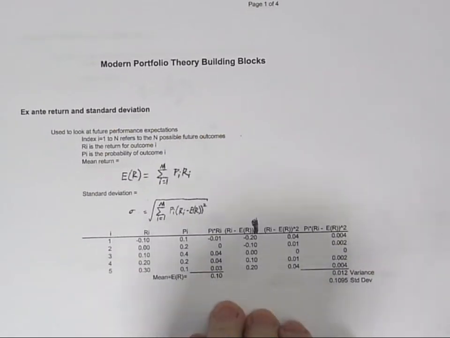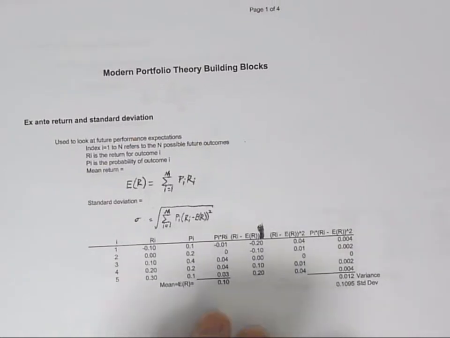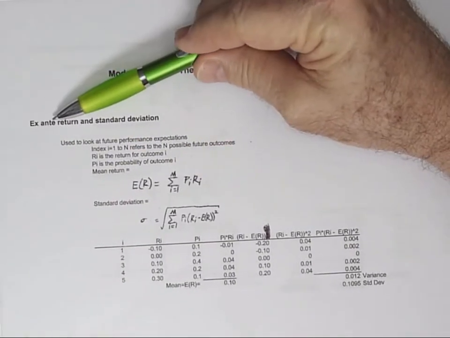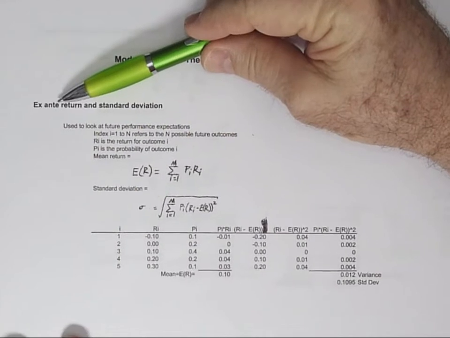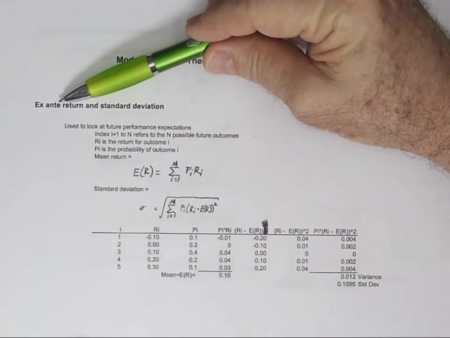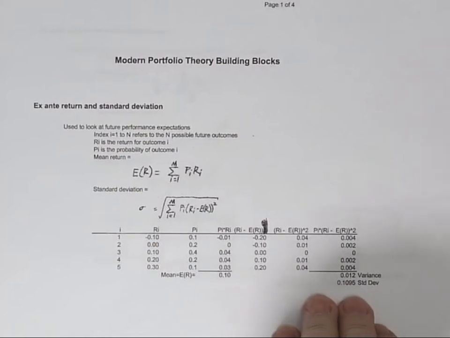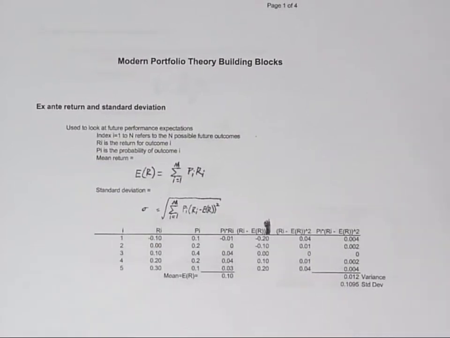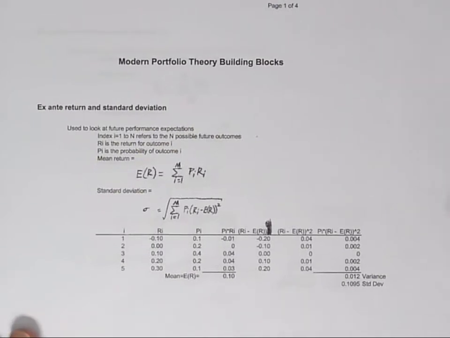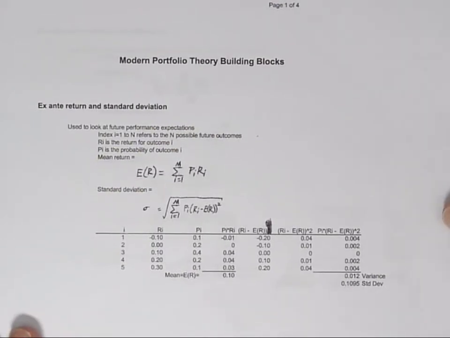Now this is when there are probabilities. I will refer to this as ex ante. Ex ante means, roughly speaking, before the fact, or from before, literally. And that just means we're looking toward the future, and that's pretty much what we're doing in corporate finance. We're trying to figure out probabilities of things that will happen in the future.